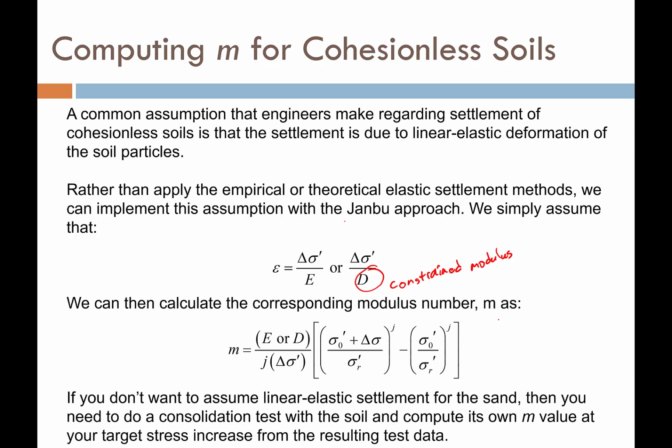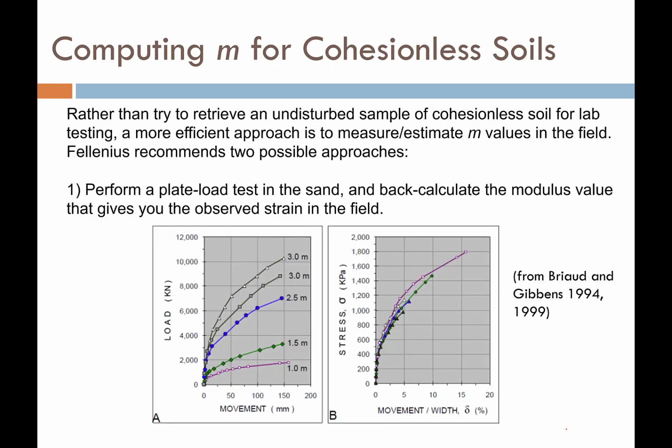Now, if you don't want to assume linear elastic settlement for the sand and you want to account that there may be some consolidation settlement in there, then what you need to do is a consolidation test with the soil, and you need to actually compute your own M value at your target stress from the resulting test data. So you actually have to measure that M from the test as opposed to just approximating it from a linear method. But guess what? Retrieving cohesionless soil samples for undisturbed testing in the lab is really, really hard to do.